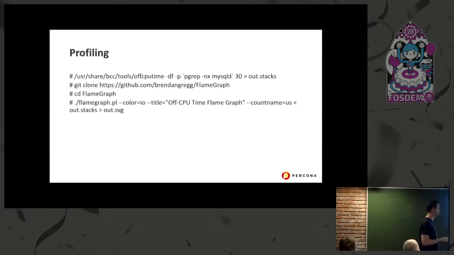With off-CPU time, the -d option will put a delimiter. This is for parsing the stack trace. -f is to make the stack traces folded. -p again is to identify the PID of the process. And we are going to collect for 30 seconds. The same idea, we are going to produce the stacks. And here we can use the tools from Brendan again to create the SVG files. So let me quickly show you.